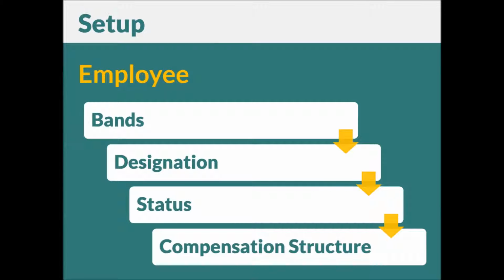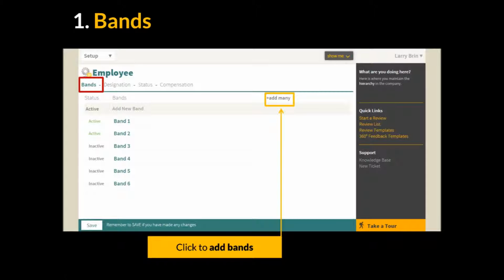Next up is configuring the employee related settings that include the hierarchy, employee bands, designation, status, and compensation structure. So do you have a flat structure or a hierarchy amongst employees based on experience or importance? If you do, this is where you can maintain employee bands or levels.